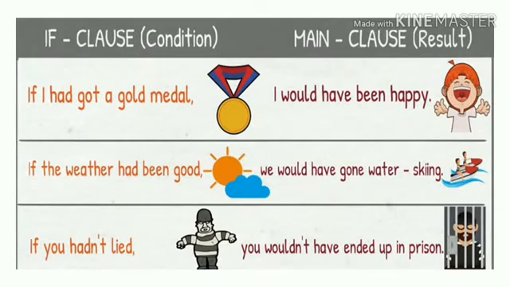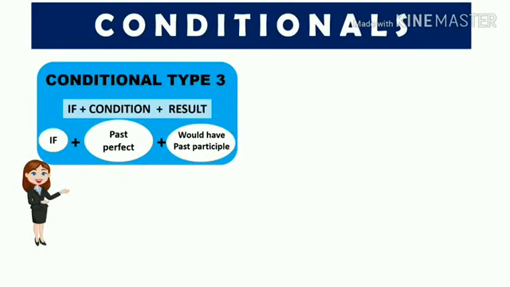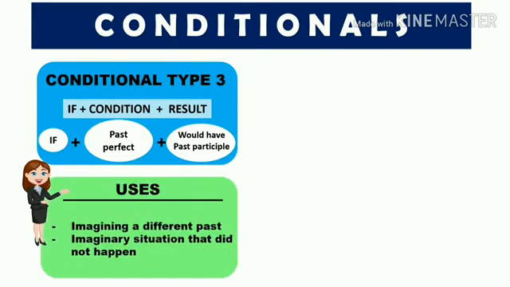So, conditional type 3 is composed of if clause, the condition, plus main clause, the result. The if clause is composed of if plus past perfect. The result clause is composed of would have plus past participle. We use conditional type 3 for imagining a different past. It is already the past, what's done is done, but we're imagining it in another scenario. So we put the imaginary situation that did not happen.